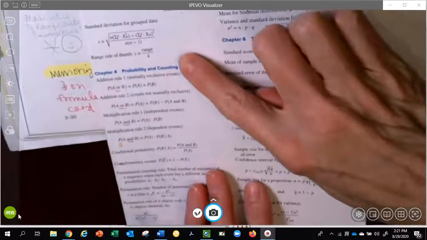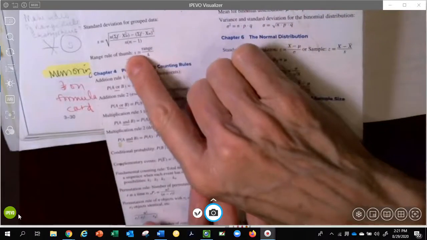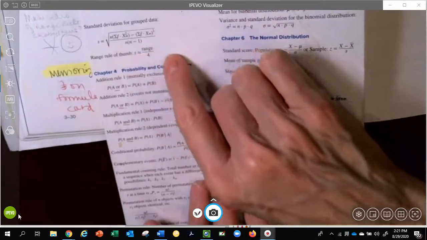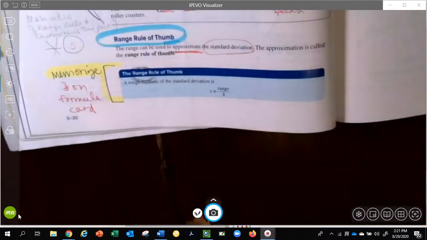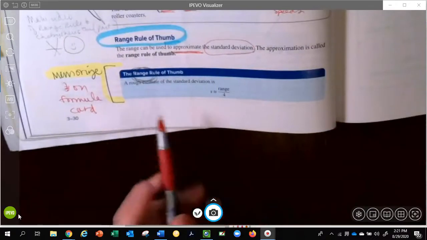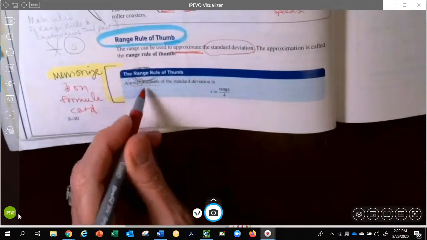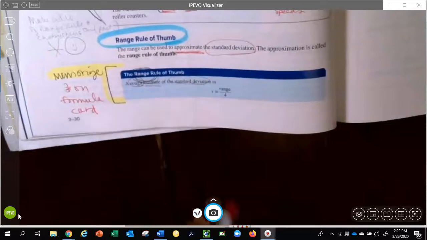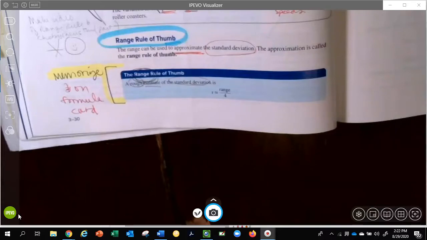The range rule of thumb, as you see here, says the standard deviation is about equal to the range cut into 4 parts. That's what it says here, a rough estimate of the standard deviation. Because at this point, you're probably thinking, man, that thing takes forever to calculate, even with a shortcut. But it works, and it may be tedious, but it's definitely doable.